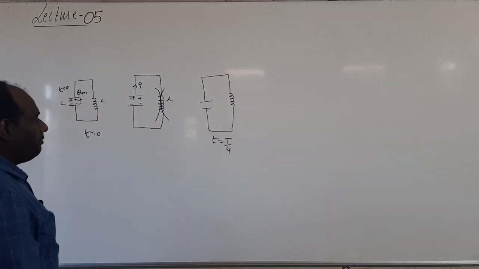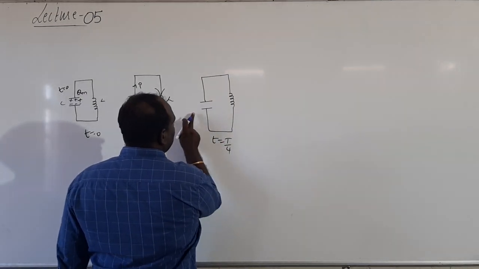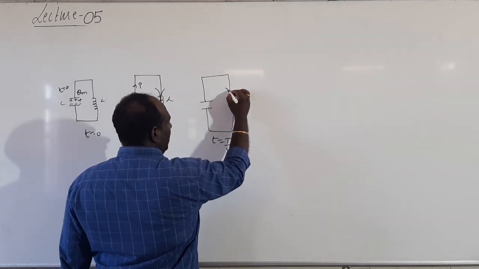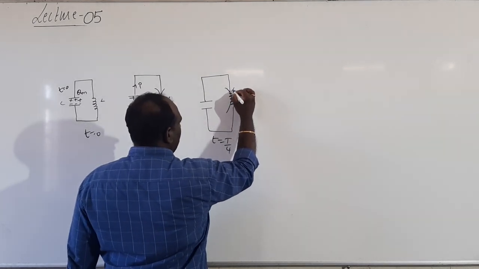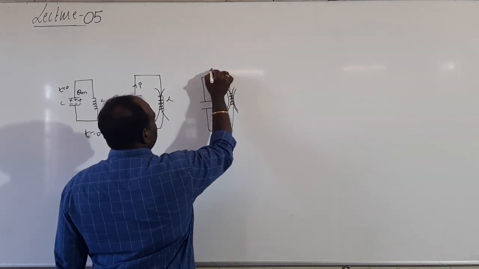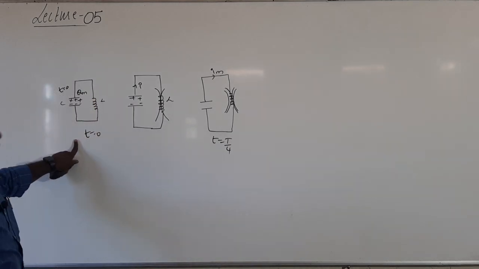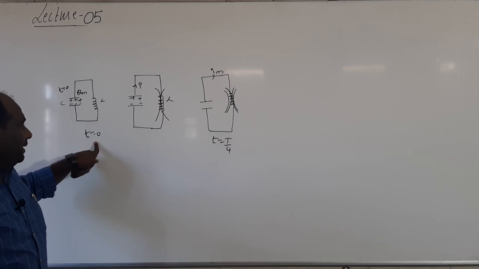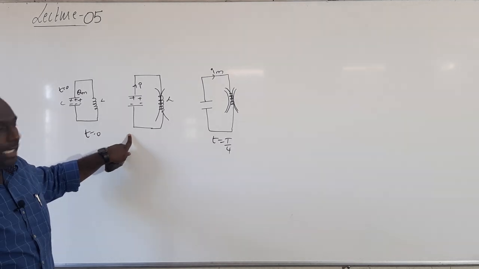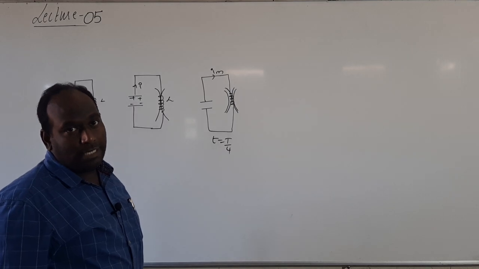At t equal to T by 4, what will happen? The total charge on the capacitor is discharged and the capacitor becomes empty. Then whatever energy was stored in the capacitor has come to the inductor. In this case, the maximum current flows in the inductor. So at t equal to 0, the capacitor is completely charged, and between t equal to 0 and t equal to T by 4, the capacitor keeps on losing the charge. At T by 4 seconds, the total charge on the capacitor becomes 0.